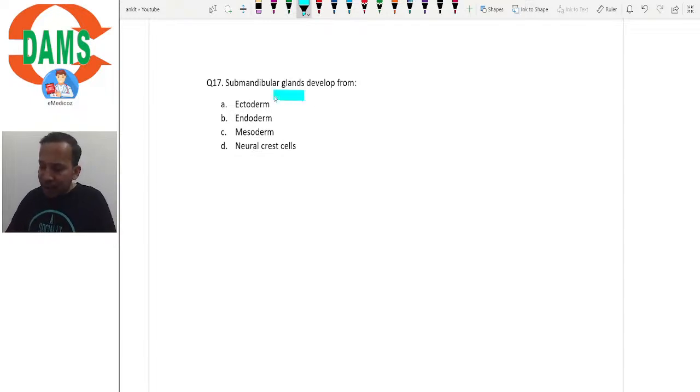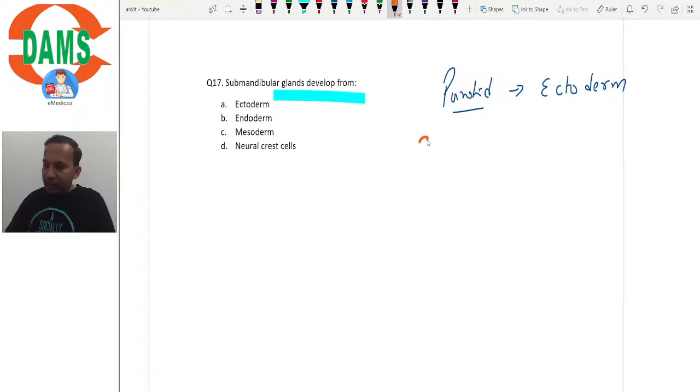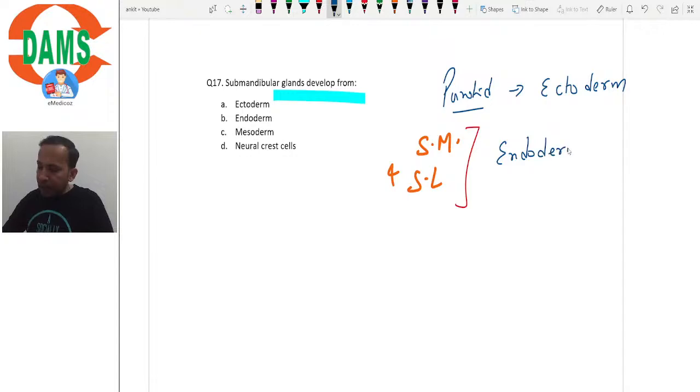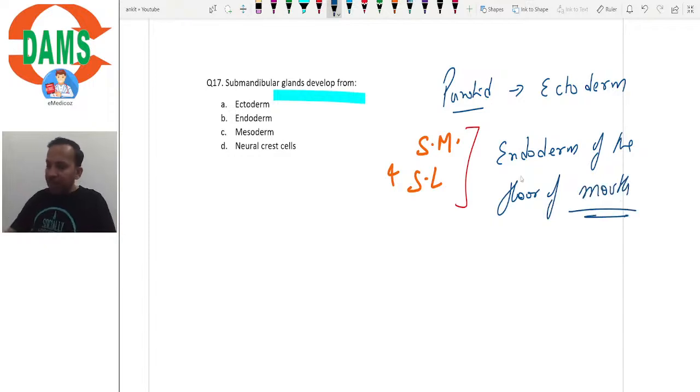So next, the submandibular glands develop from... see, parotid develops from ectoderm of the oral cavity, isn't it? The submandibular and sublingual glands develop from the endoderm of the floor of mouth. So both submandibular and sublingual glands develop from the endoderm, whereas parotid develops from ectoderm.